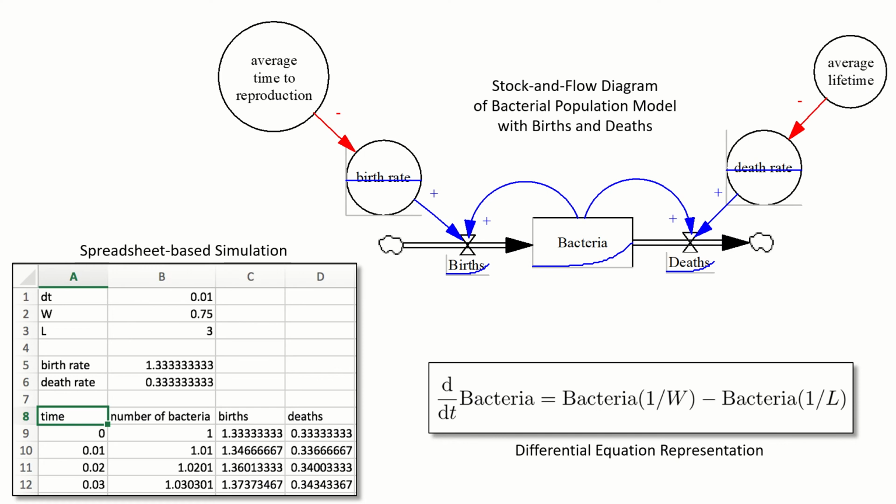And so this here is how I would draw this in those stock and flow diagrams we're going to learn more about next week. I've got a bacteria stock, I've got an inflow of births, there's a birth rate and an average time to reproduction, there's a death rate and an average lifetime. This is the stock and flow version of the spreadsheet that you just saw implemented over here. And that is the calculus-based differential equation, but all 3 of these things are identical.